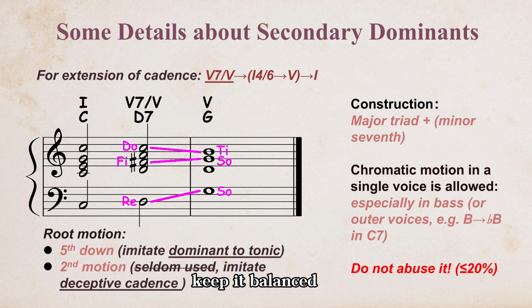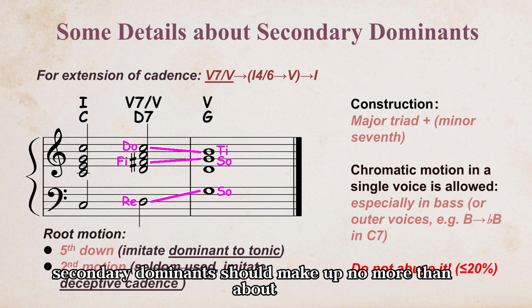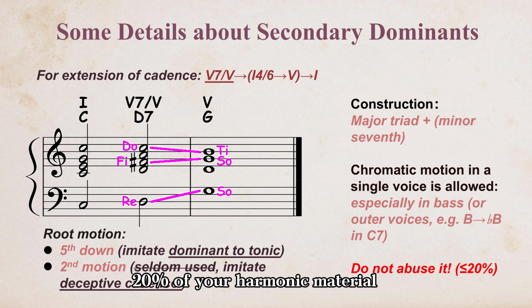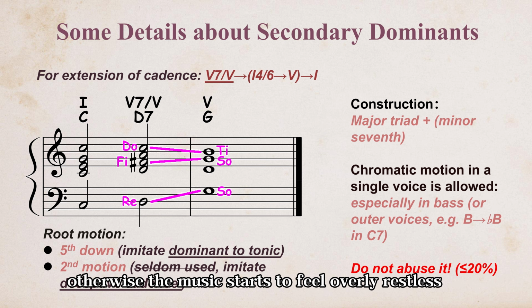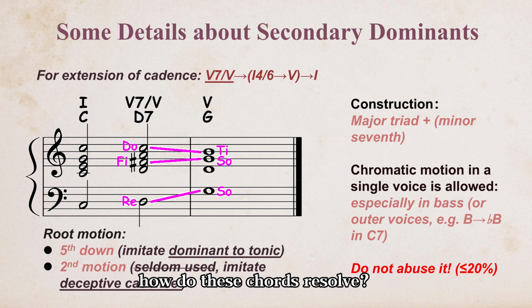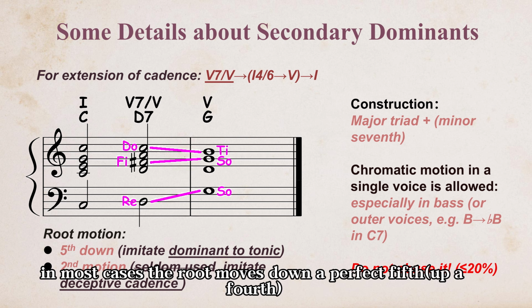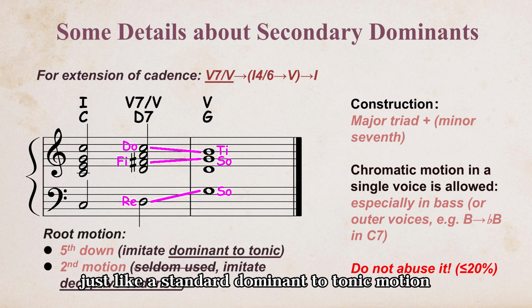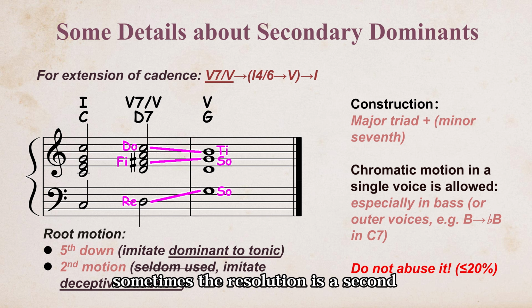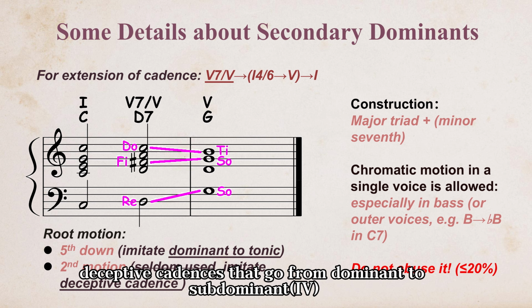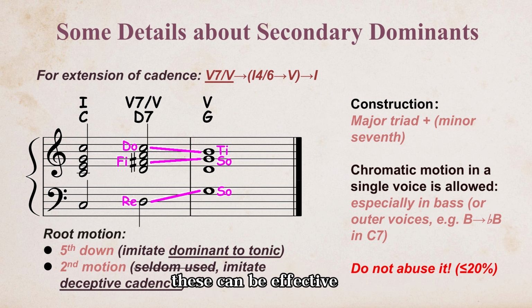Third, keep it balanced. Secondary dominants should make up no more than about 20% of your harmonic material. Otherwise, the music starts to feel overly restless. Fourth, how do these chords resolve? In most cases, the root moves down a perfect fifth, just like a standard dominant to tonic motion. But there are rare exceptions. Sometimes the resolution is a second, mimicking deceptive cadences that go from dominant to subdominant, or the sixth degree. These can be effective, but beginners should use them cautiously.